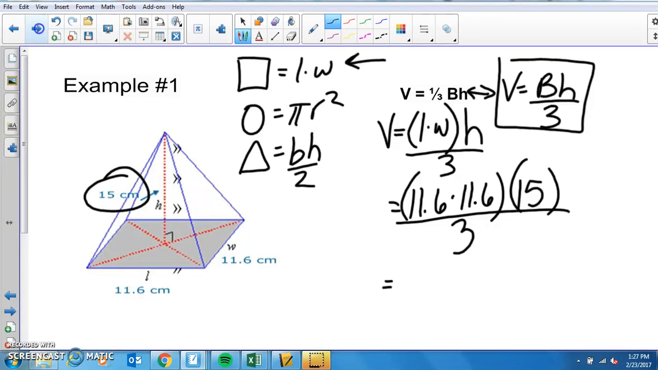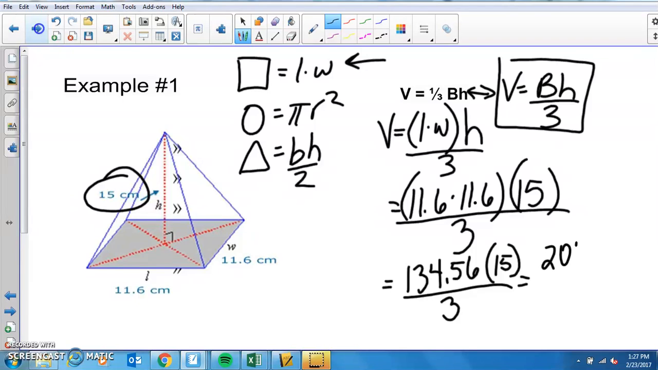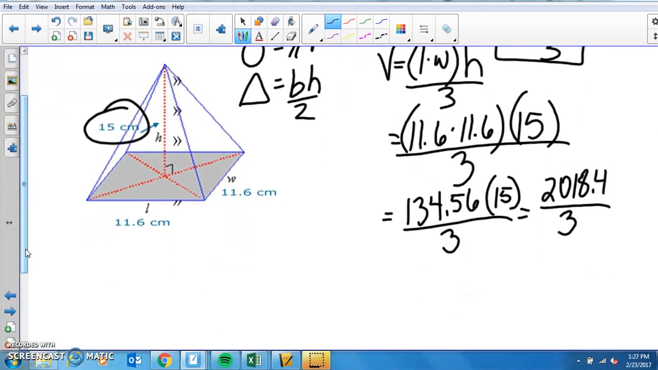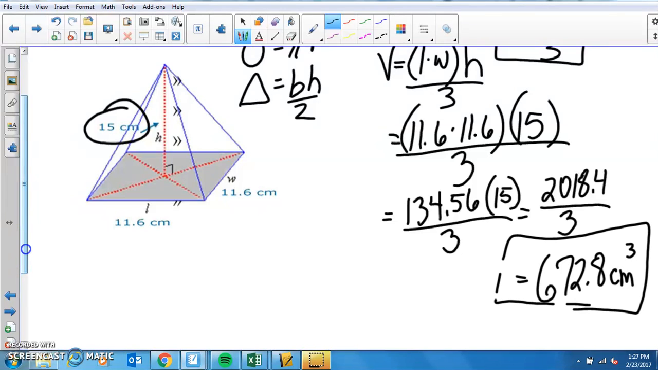And that's going to give you 134.56. We're going to then multiply that times 15 and then divide that by 3. So 134.56 times 15 gives you 2,018.4. We're going to divide that by 3. So when we divide 2,018.4 by 3, that's going to give us an answer of 672.8 centimeters cubed. Remember, volume is cubed, or cubic units.